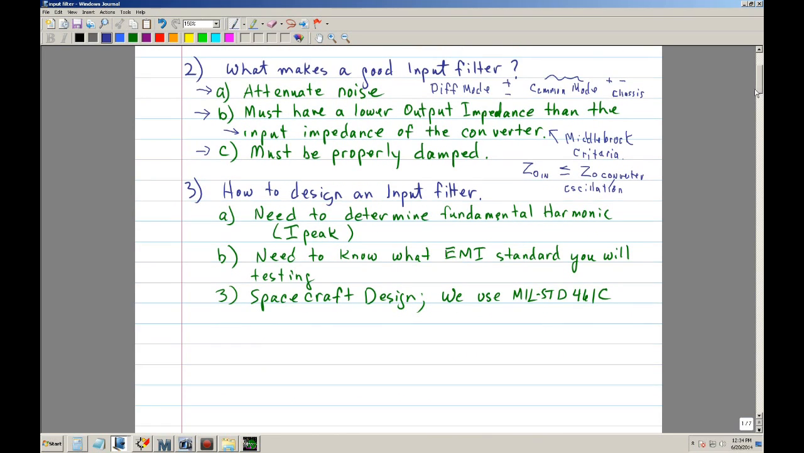So how do you design an input filter? What are the things that you need to know? Well, one of the first things I need to do is determine the fundamental frequencies. In other words, what are the harmonics?